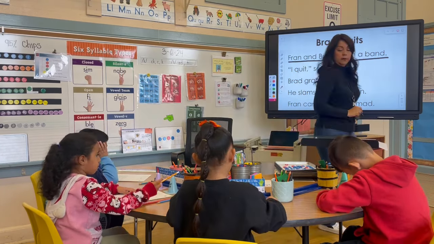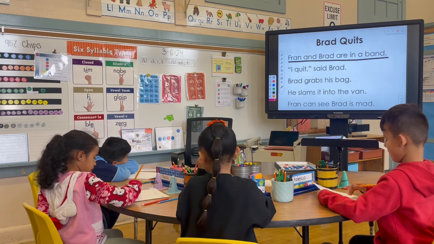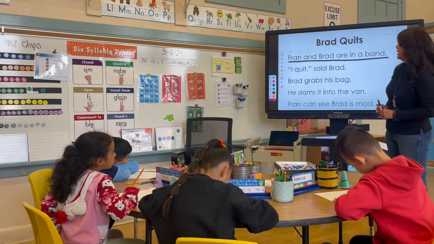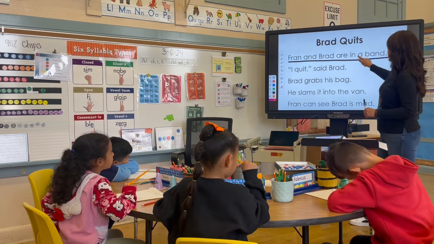Okay, Fernando, I'm going to have you start first. Can you read your first sentence, please? Try it. You're not going to try it? Okay. Niela, will you go ahead and read the first sentence nice and loud? Friend and friend and friend. Okay, let's look at it. You're saying brand. There's no N sound in it. Look at your letters. Brad. Are in a band. Excellent. So Fran and Brad are in a band.